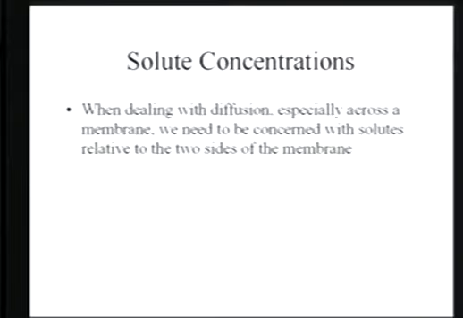There are some terms that we have to be aware of that relate solute concentrations on either side of a selectively permeable membrane. Okay. Hypertonic refers to higher salt. Hyper meaning higher or greater. Hypo meaning lower. Okay. Hypotonic. If you're hypoglycemic, you have low blood sugar, for example.